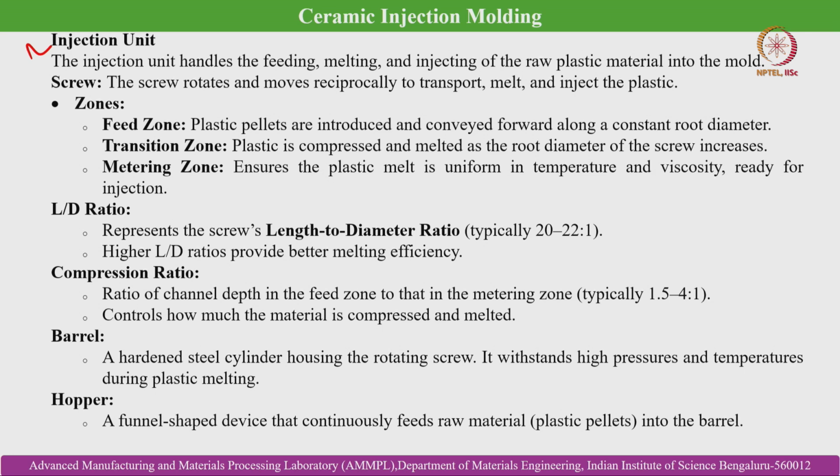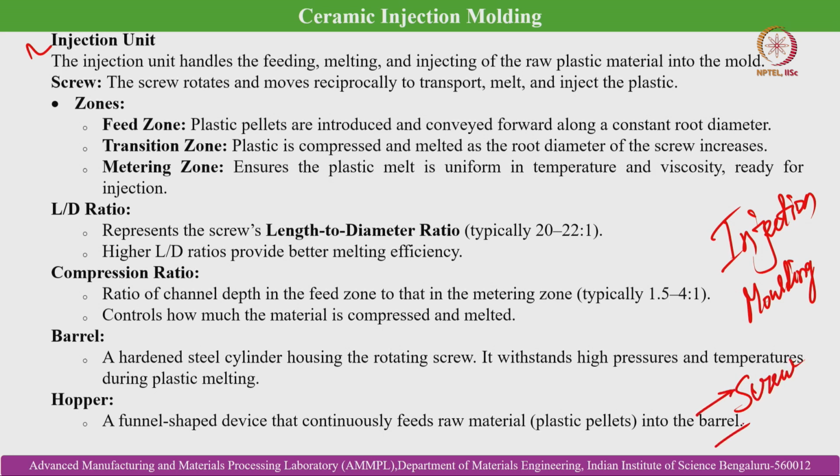There are two kinds of injection molding machines that can be utilized for the purpose of ceramic injection molding. Number one is screw based, and another is plunger based. In case of a screw based machine, the screw rotates and fluidizes the powder polymer mixture, or mixes it and makes a homogeneous feedstock, and it moves reciprocally to transport, melt and inject the plastic.